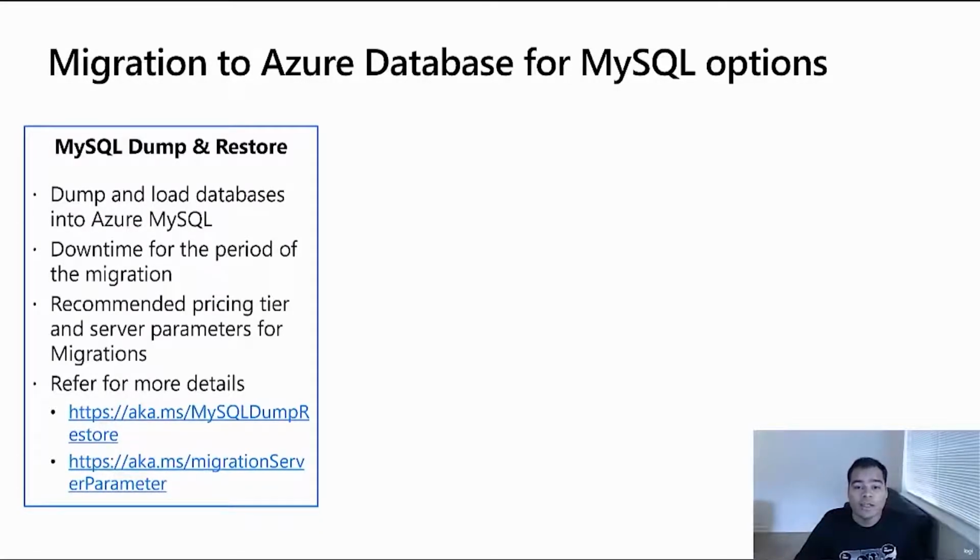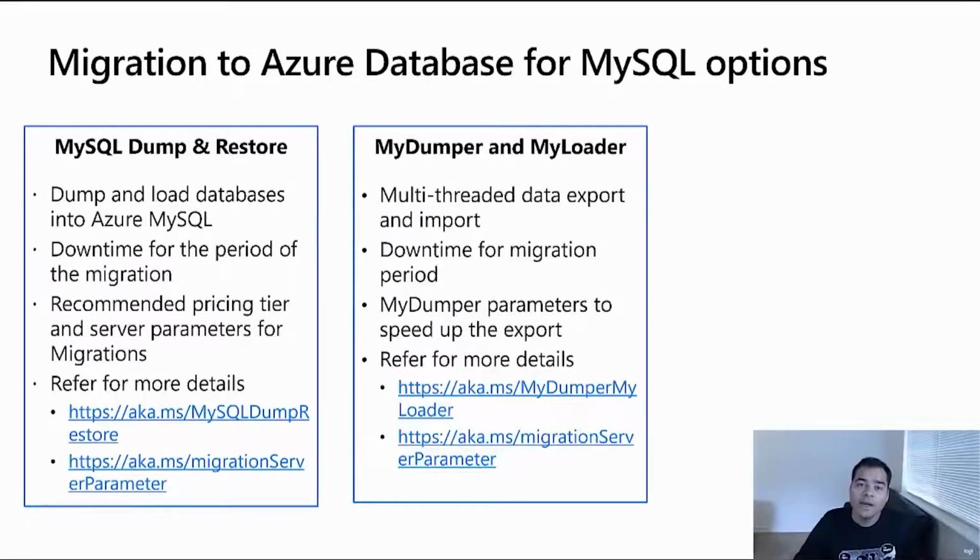Another tool in this category is MyDumper and MyLoader. MyDumper and MyLoader is exactly the same as MySQL dump and restore with regard to downtime. MyDumper and MyLoader will still cause the same downtime, in other words, downtime for the entire time MyDumper and MyLoader is running to migrate your database from the source to the target. The important difference is that MyDumper and MyLoader is multi-threaded, which enables multi-threaded data import and export, which makes the data import exponentially faster and causes less downtime for your application.